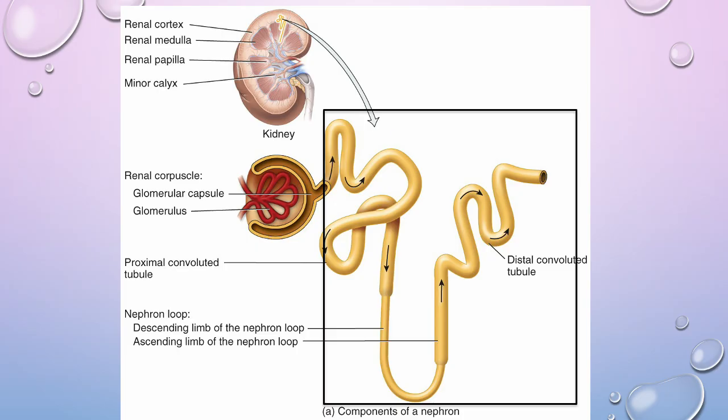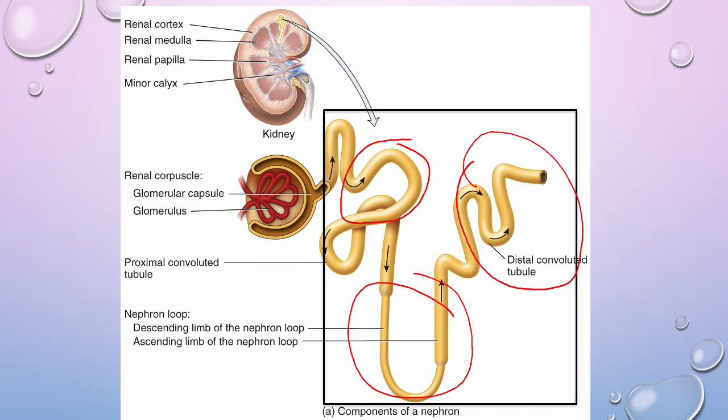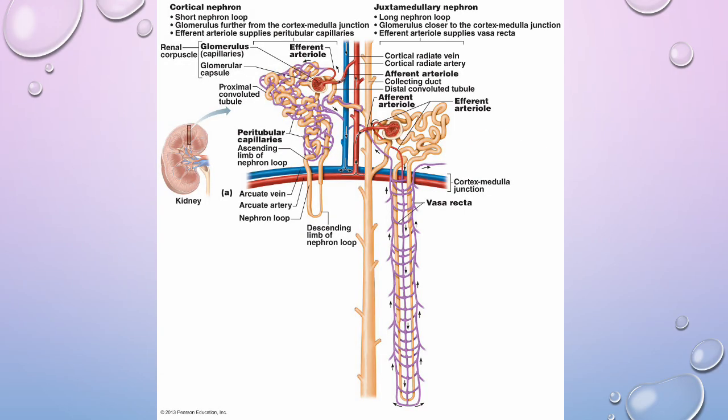And we see them here. Proximal convoluted tubule, PCT, loop of Henle, or nephron loop, and then distal convoluted tubule. We see them here again. So we have a PCT, PCT, DCT, DCT, and they all have a nephron loop.